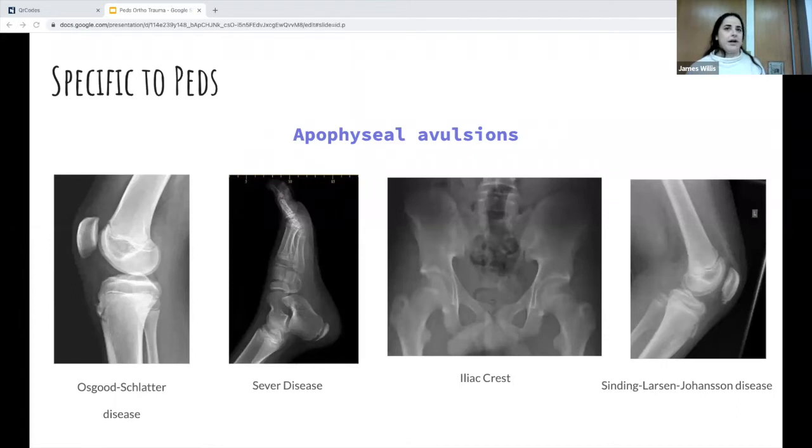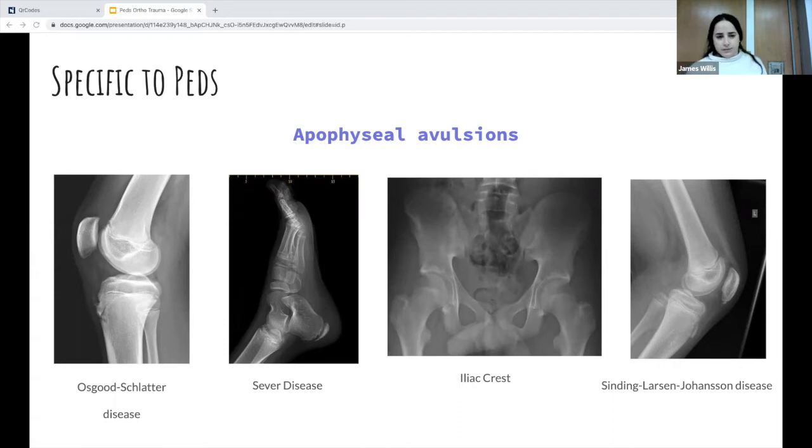But it can happen basically at any point where you have a tendon insertion, you can have this kind of avulsion injury, like on the pelvis. And this one is Sinding-Larsen-Johansson disease. Usually it is below the patella instead of at the tibial tuberosity. These patients will usually have pain on knee extension.